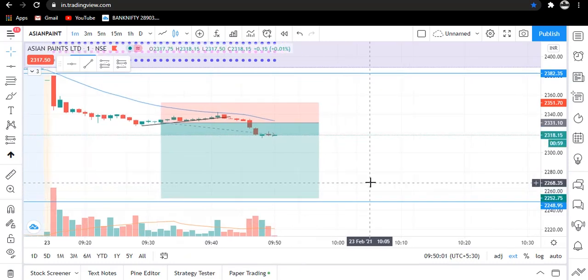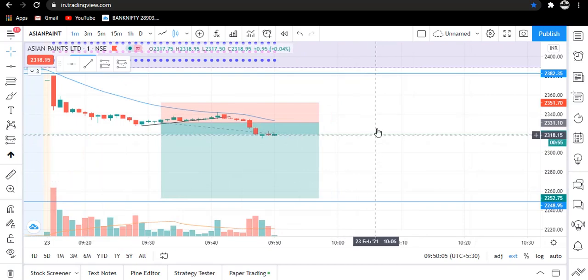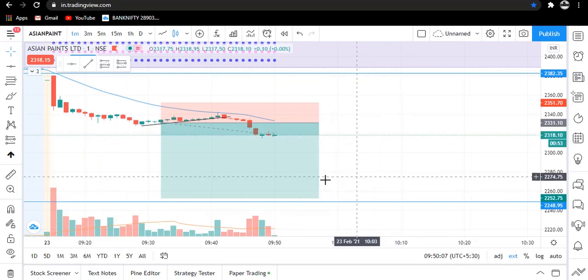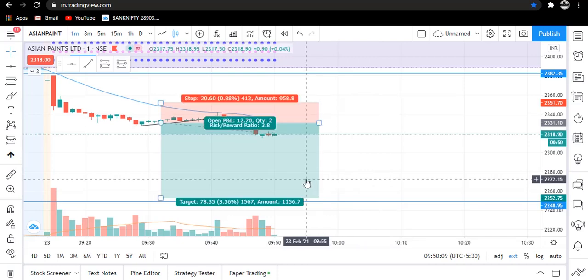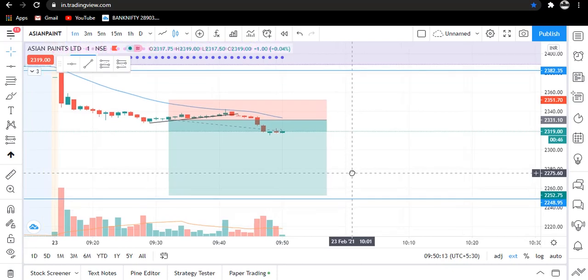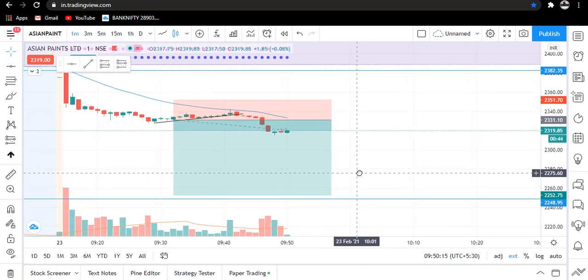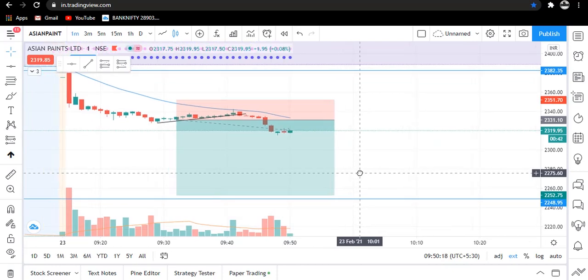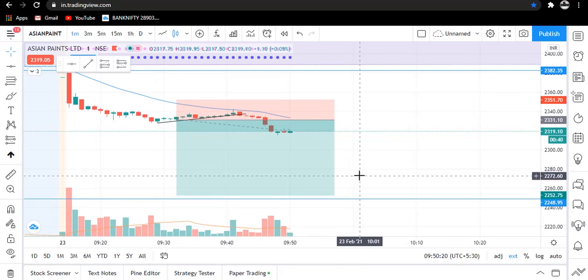Okay traders, it is now performing well and there are chances that it will hit our target, and we are aiming for a risk reward ratio of 1:3.8. Let's see what happens. Now I'm pausing the video, and when it shows some good momentum I will update you.